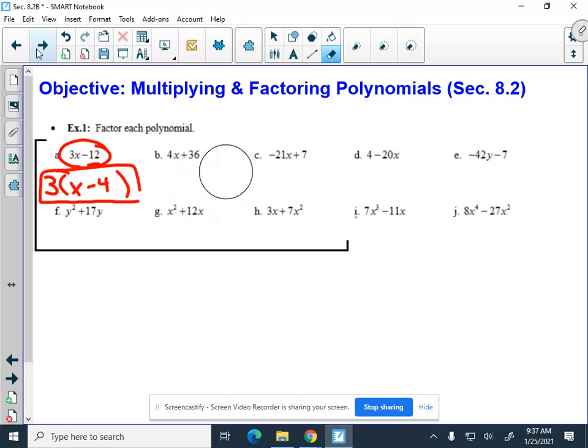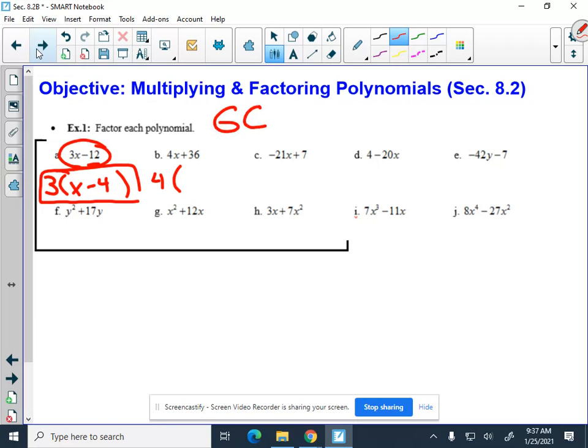So understand, one of the things we always want to do is take out the biggest, or the greatest common factor. It's called the GCF. We want to take out the greatest number possible that's common as a factor. 4 is bigger than 2. So if I divide by 4, in here, I would get x. If I divide 36 by 4, I would get 9. Now, if I were to multiply that, I would have 4x plus 36, because 4 times 9 is 36.